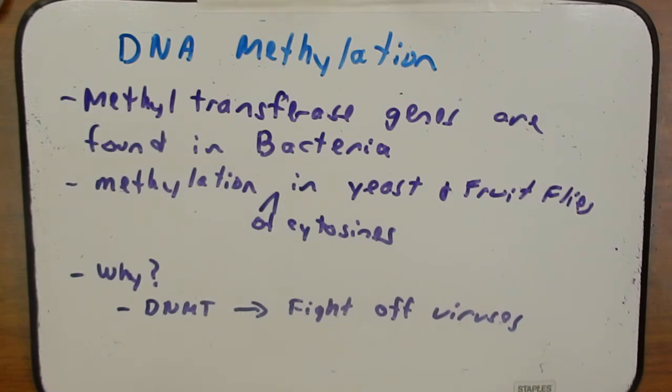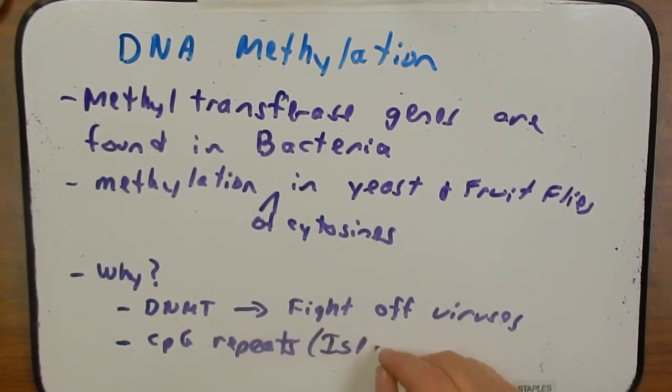How could it fight off a virus? Well, some evidence for this is that some viruses, not all viruses, have these things called CpG repeats, or sometimes we call them CpG islands. It's probably a better word to use here, where there's a lot of cytosine guanine repeats. We're going to talk about CpG islands in just a moment, but what you should know for now is that these CpG repeats are methylated.